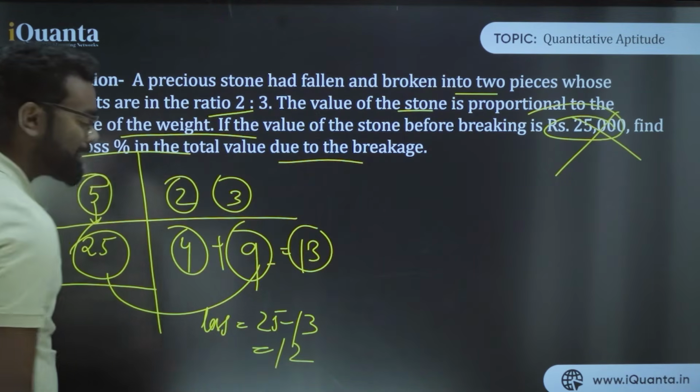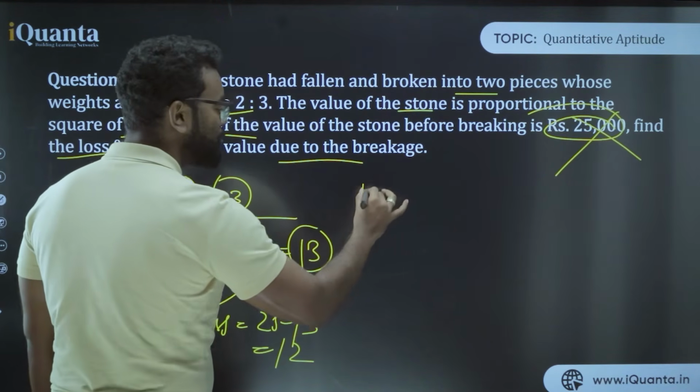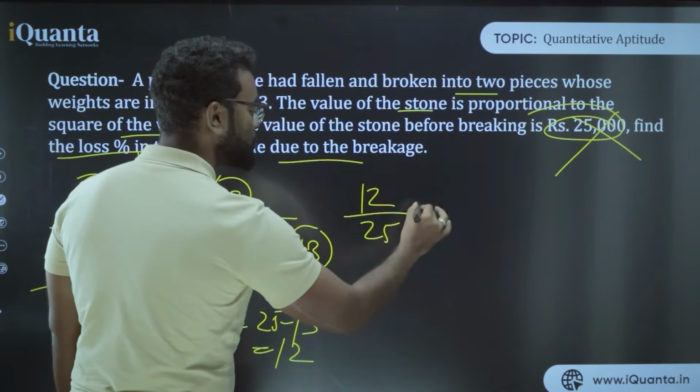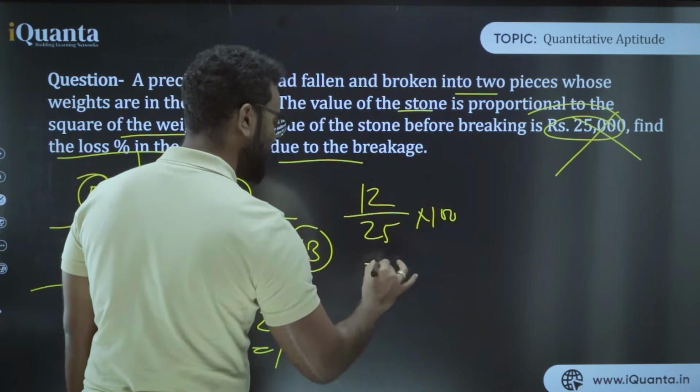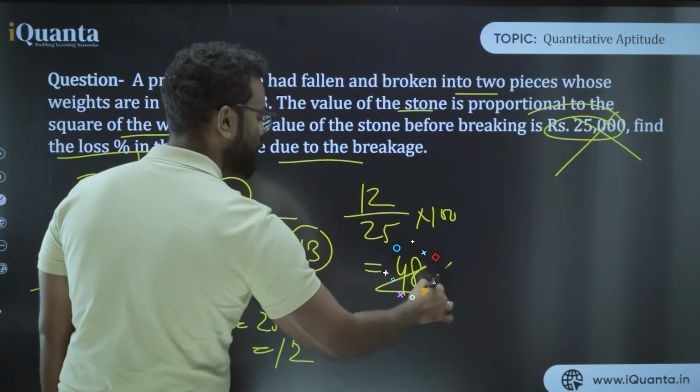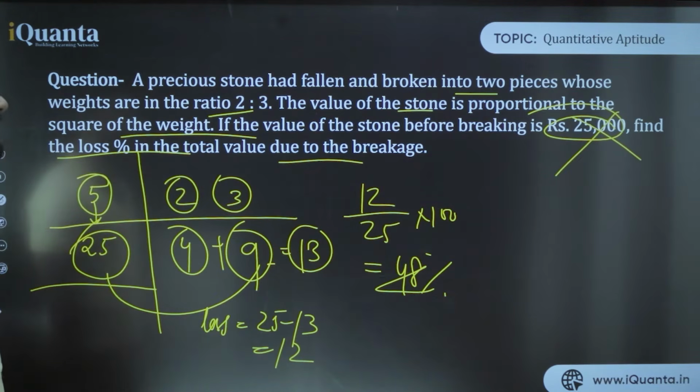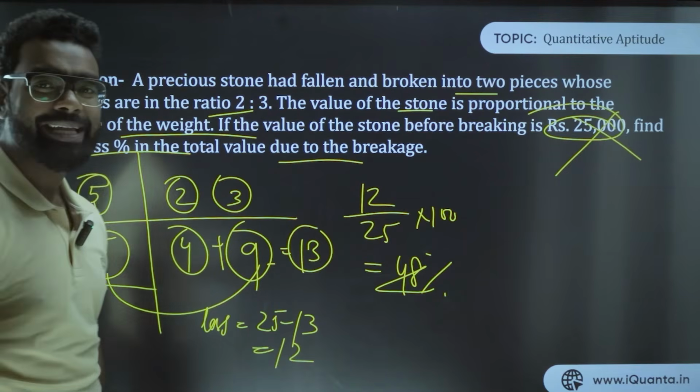That is the loss. So 12 loss out of how much? 12 loss in 25. So in 100, what is the loss? 48. So what is your answer? 48%. Am I clear? Think about how easily I can solve this question without taking anything.